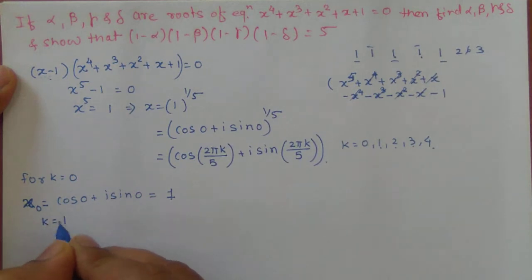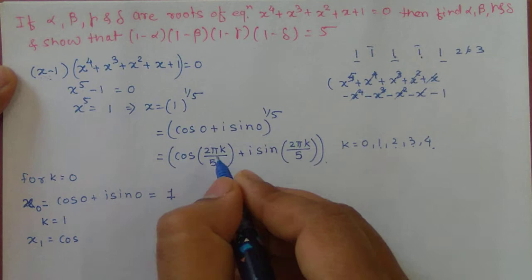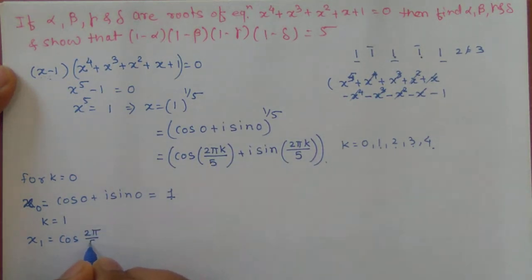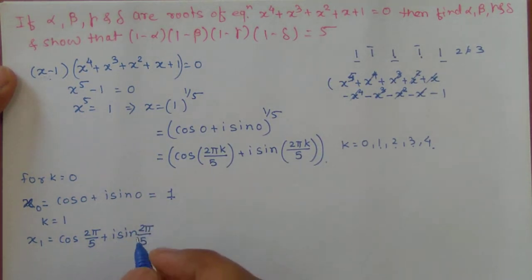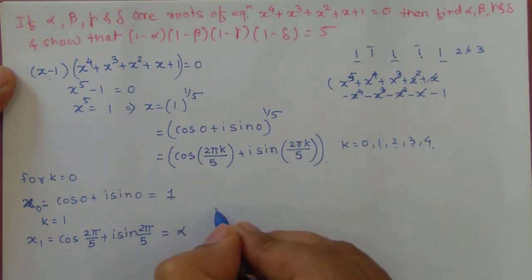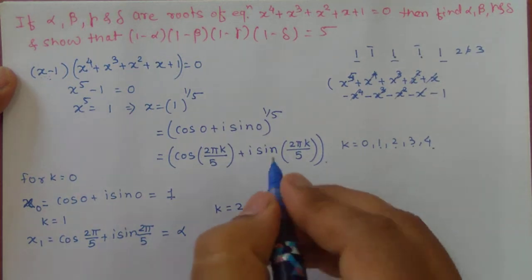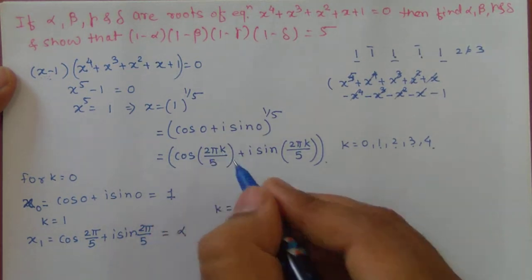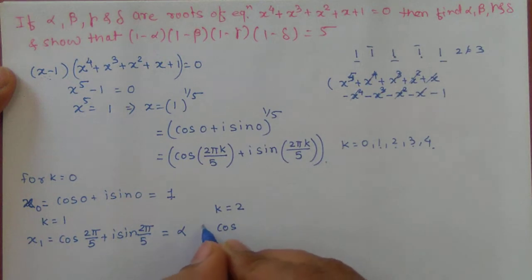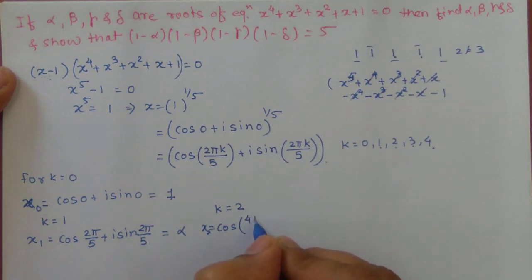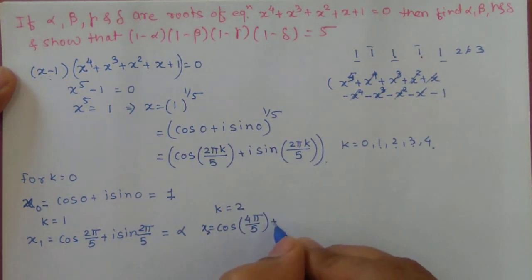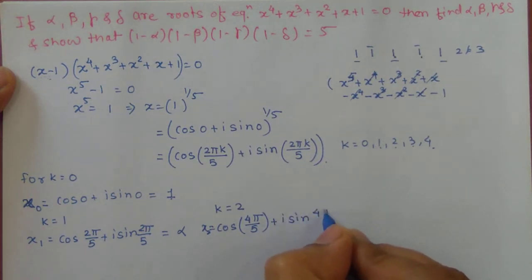Then for k equals to 1, we get x1 is equal to cos of 2 pi into 1, that is cos 2 pi by 5 plus i sin 2 pi by 5. So I call this the first root, that is say alpha. Then for k is equal to 2, when k becomes 2, we get 4 pi by 5. So hence we have x2 is equal to cos 4 pi by 5 plus i sin 4 pi by 5.